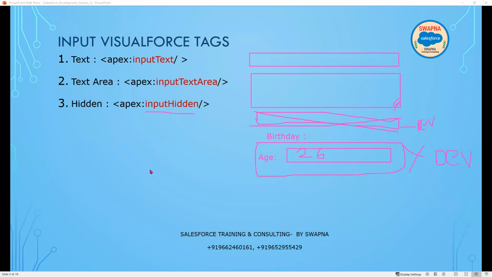And the next one is input secret. This is for when you are entering information, for example, adding bank details in a Salesforce object. Whenever you add the bank account number, it should show me secret fields. You are actually entering numbers, but they are displayed as star marks.